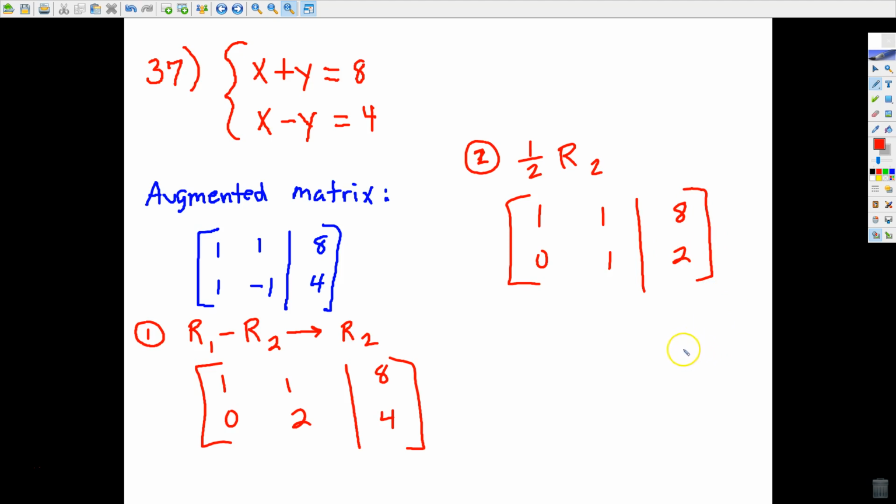Okay, now think of this as a system. As a system, this would be x plus y equals 8. My top equation really didn't change. What would the bottom equation be? Y equals 2. So we just solve for y.